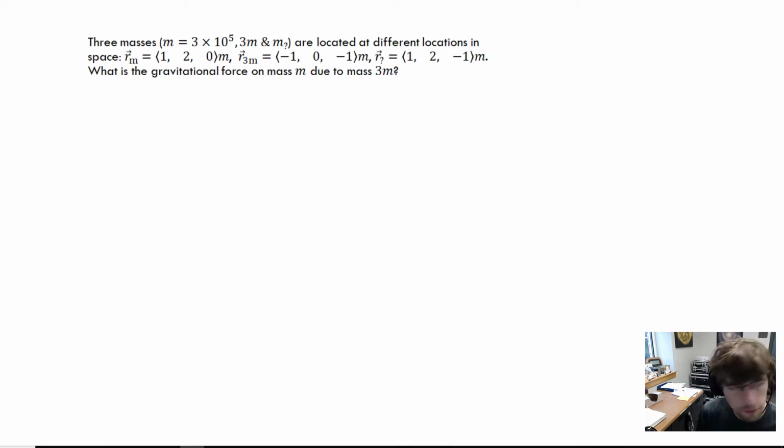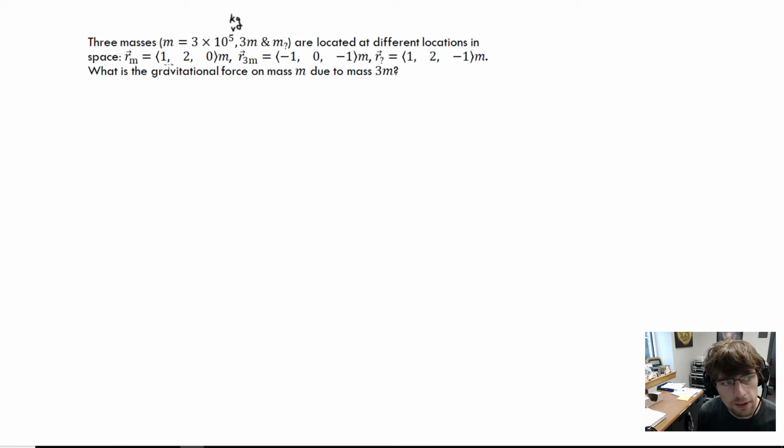So here's the problem I've prepared for you. 3 masses, and it gives you the mass m, 3m, and m question mark. So the m question mark, we don't know exactly what that mass actually is. But we have the other two. We have one that's 3 times 10 to the 5th, and excuse me, this should have a kg in it, kg right there. And then this one's 3 times the mass, and then this one we don't know about. And they are located at different locations in space.